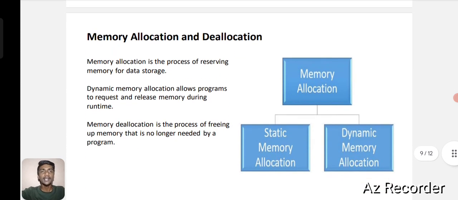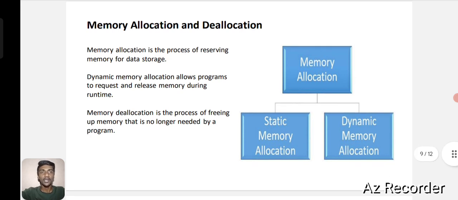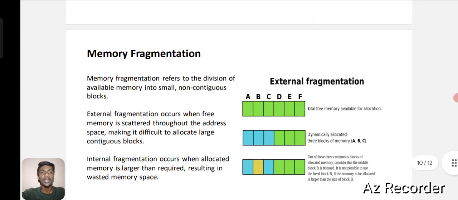The next slide is memory allocation and deallocation. Memory allocation is the process of reserving memory for storage. Dynamic memory allocation allows programs to request and release memory during runtime. Memory deallocation is the process of freeing up memory that is no longer needed by a program. In memory allocation there are two types: one is static memory allocation and the other is dynamic memory allocation. I am going to the next slide.